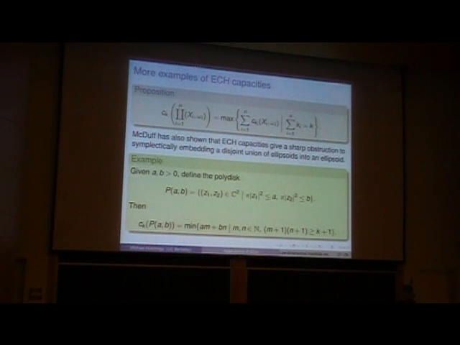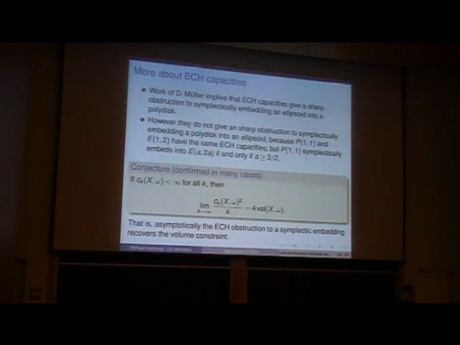Anyway, since people are getting hungry for lunch, let me just say a couple more things to wrap it up. Work of Dorothy Miller proves that ECH capacities also give a sharp obstruction to embedding an ellipsoid into a polydisk. So at this point, you could think, well, maybe ECH capacities give a sharp obstruction to embedding anything into anything else. That would be too good to be true.